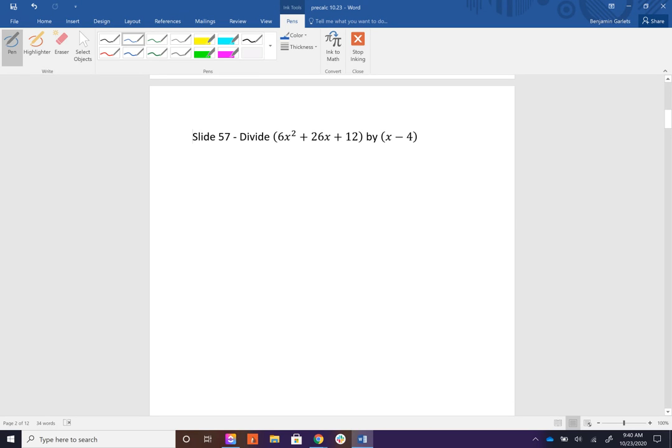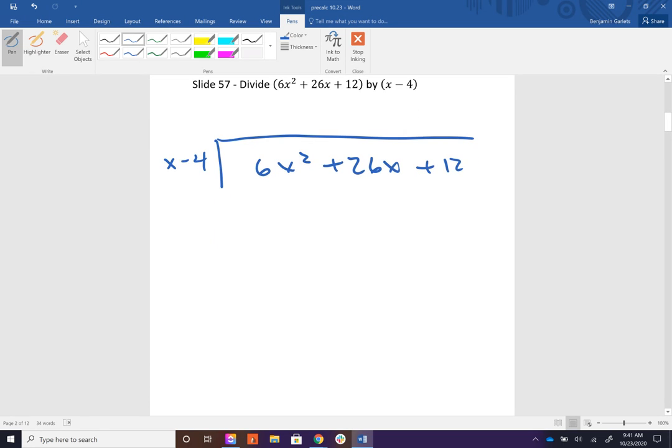So right here with slide 57, I pulled the problem in, and it looks like we have a quadratic that's being divided by a linear expression. So I'm going to write this out. And I have 6x squared plus 26x plus 12. And then we do long division the same way that we do with numbers.